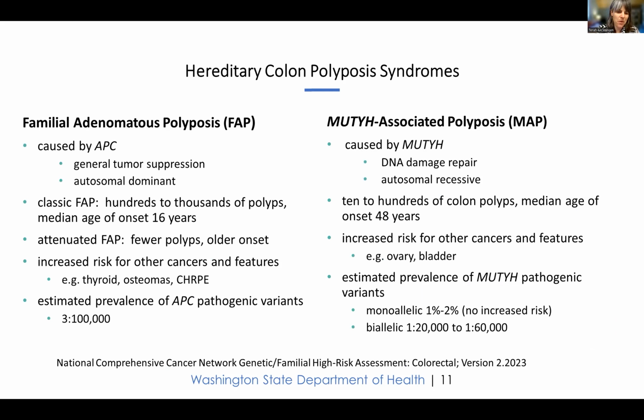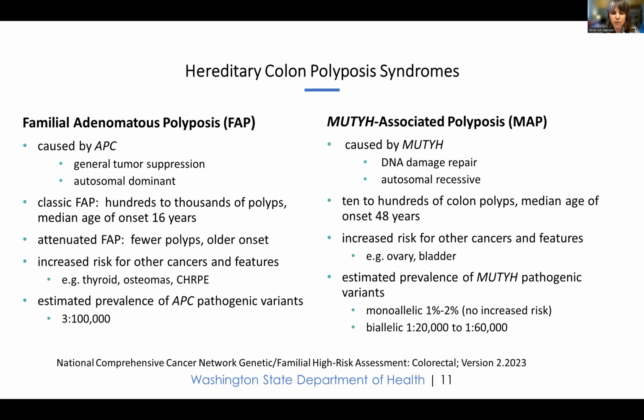Both conditions do involve many extra polyps compared to average. If you have classic FAP, it will be hundreds to thousands. If you have attenuated FAP, it will be fewer than that. If you have MAP, it will be fewer than that. The age of onset will be younger with classic FAP compared to the other two.